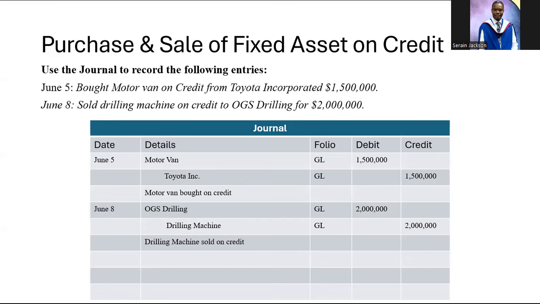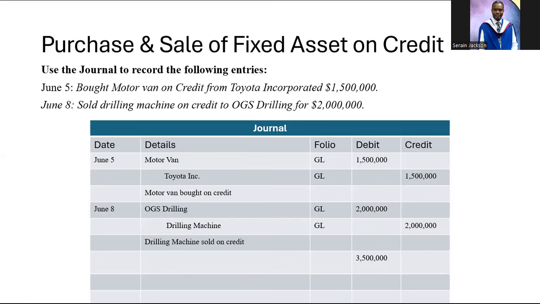Now we can balance off our general journal, and this would be 3.5 million, and it's the same thing on the credit side. Now we can just double line it, and there you have it. We have completed making these entries into the general journal.